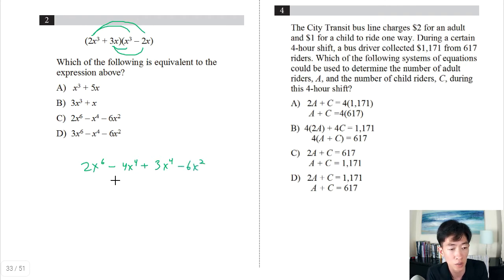So just combine your like terms. You get 2x to the 6th minus x to the 4th minus 6x squared. And that leaves C for your answer.